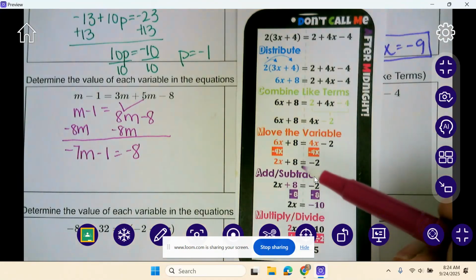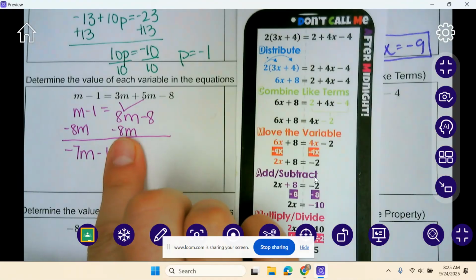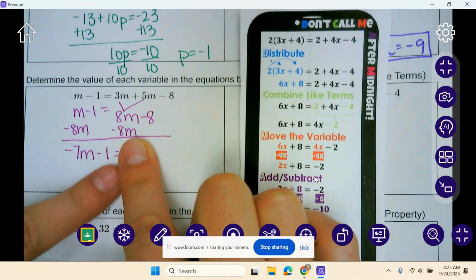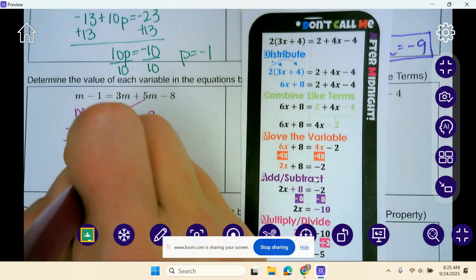Okay, next step, add or subtract the constant. So it's going to be on this side because we want to get rid of the constant on the side of the variable. So we're going to get rid of this minus 1 with the plus 1.